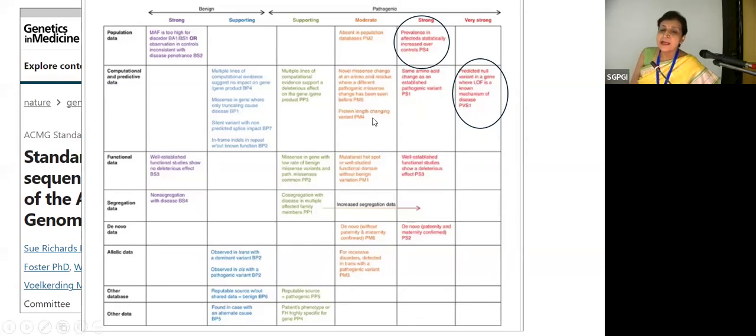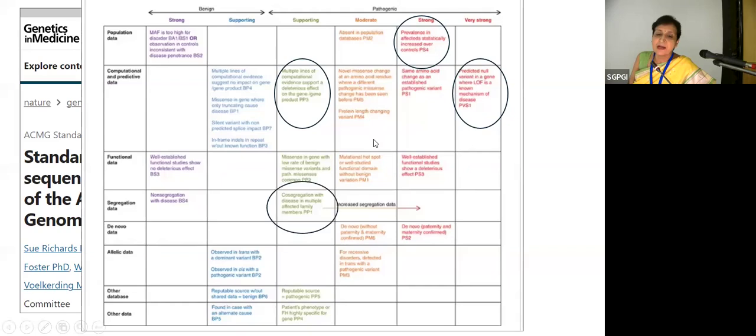So there are many such criteria. There can be multiple computational tools. As I said, computational data is on the lower side, in terms of the support of these computational tools' results. So if it says damaging, it doesn't mean always damaging. It is a supporting criterion and not a strong criterion.